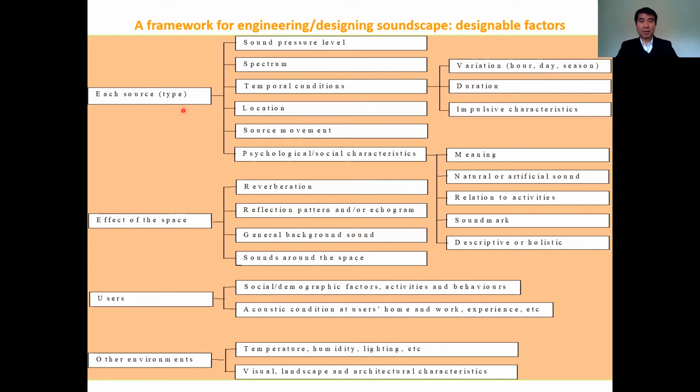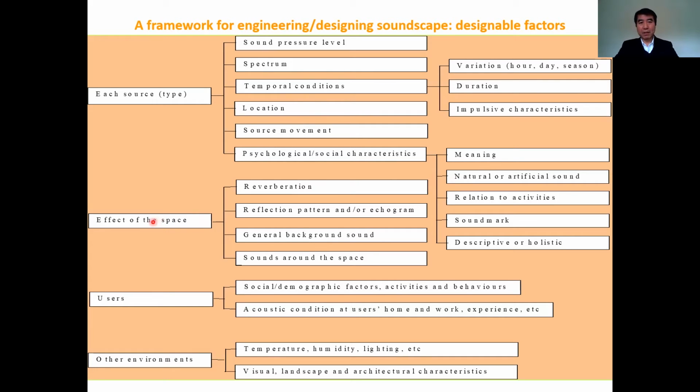As designers, either acoustic designers or architectural designers, what we can control, what we can change, include sound sources. For each sound source, we can change or control sound level, spectrum, how it changes with time, how long it lasts, whether it's impulsive or steady state, location, and source movement, and some social psychological characteristics, like meaning or whether it's a sound mark or not. From physical to more social side, for each source, that's something we can design. For example, if you design Big Ben in London, it's different from designing Big Ben in Aachen.